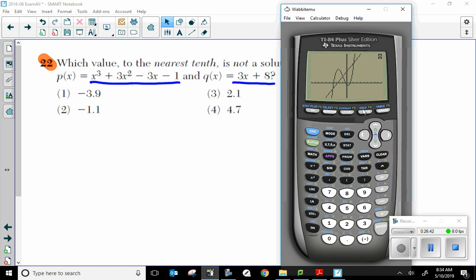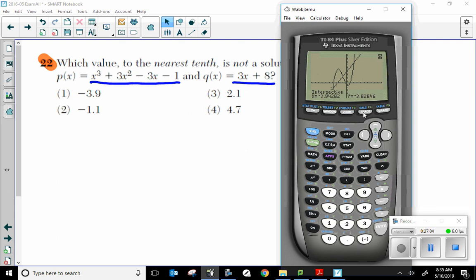Second, calculate, which is above trace, intersect, 5. We just go to the closest ones. So I'm going to start with this one way down here. Move my cursor right there and hit enter 3 times. 1, 2, 3. Negative 3.9 is a solution. So this one is a solution.